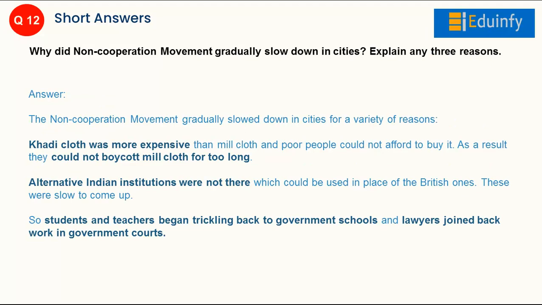Why did the non-cooperation movement gradually slow down in cities? Explain any three reasons. The non-cooperation movement gradually slowed down in cities for a variety of reasons. Khadi cloth was more expensive than mill cloth, and poor people could not afford to buy it. As a result, they could not boycott mill cloth for too long. Alternative Indian institutions were not there, which could be used in place of the British ones. So students and teachers began trickling back to government schools, and lawyers joined back work in government courts.